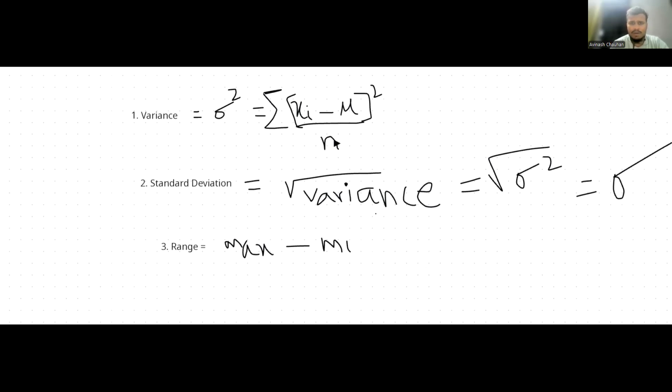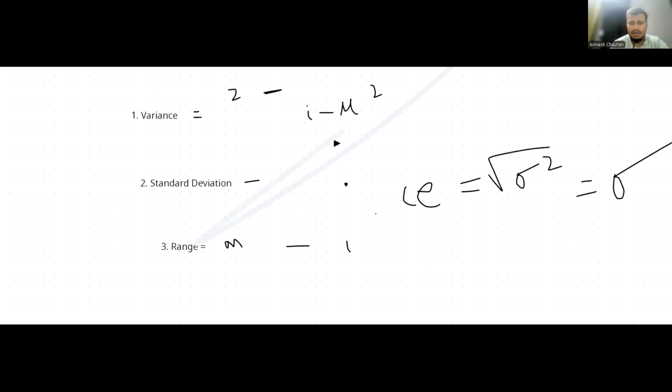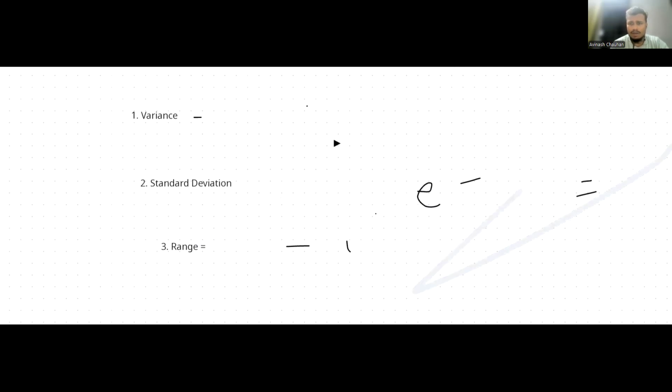So what will we be doing? We have now learned the formulas, and what we can do, we can just simply execute it. Again, in Python, you don't have to write these formulas. You have to just write the syntax. So we will be discussing how we can write the syntax.